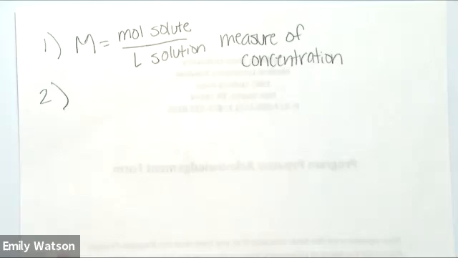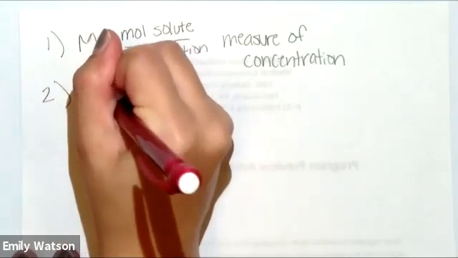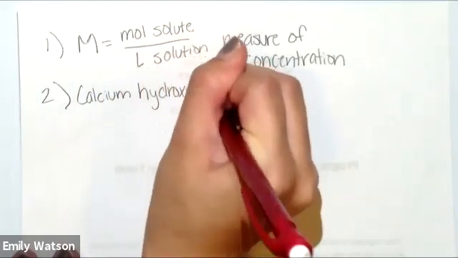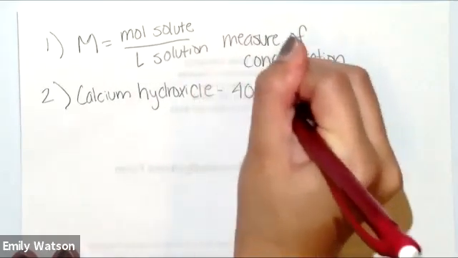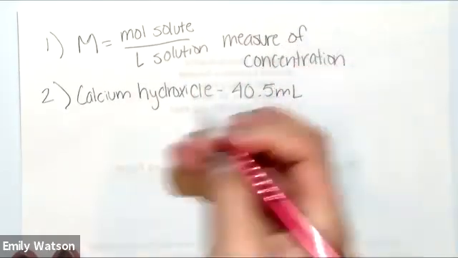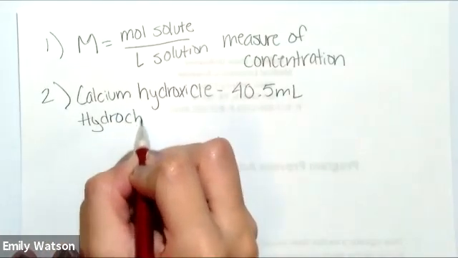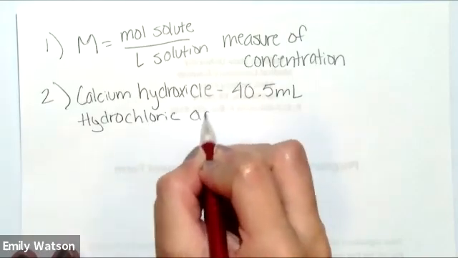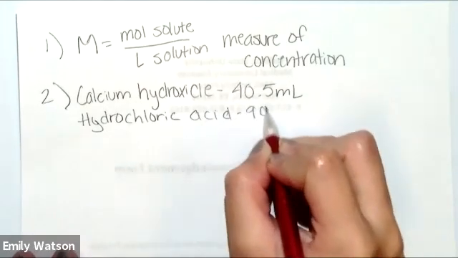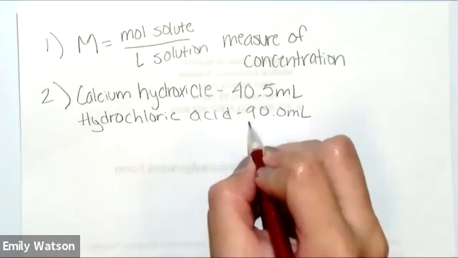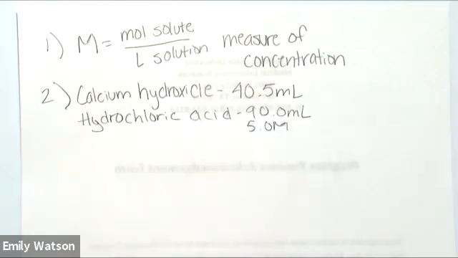So what you need to know: we have calcium hydroxide, and we have 40.5 milliliters of it. You also need to know we have hydrochloric acid. We have 90.0 milliliters, and it has a concentration of 5.0 molar. Okay.